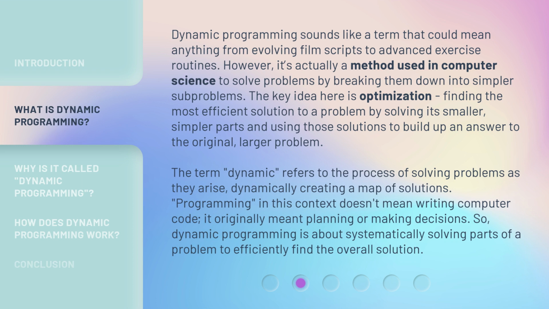The term dynamic refers to the process of solving problems as they arise, dynamically creating a map of solutions. Programming, in this context, doesn't mean writing computer code. It originally meant planning or making decisions. So, dynamic programming is about systematically solving parts of a problem to efficiently find the overall solution.